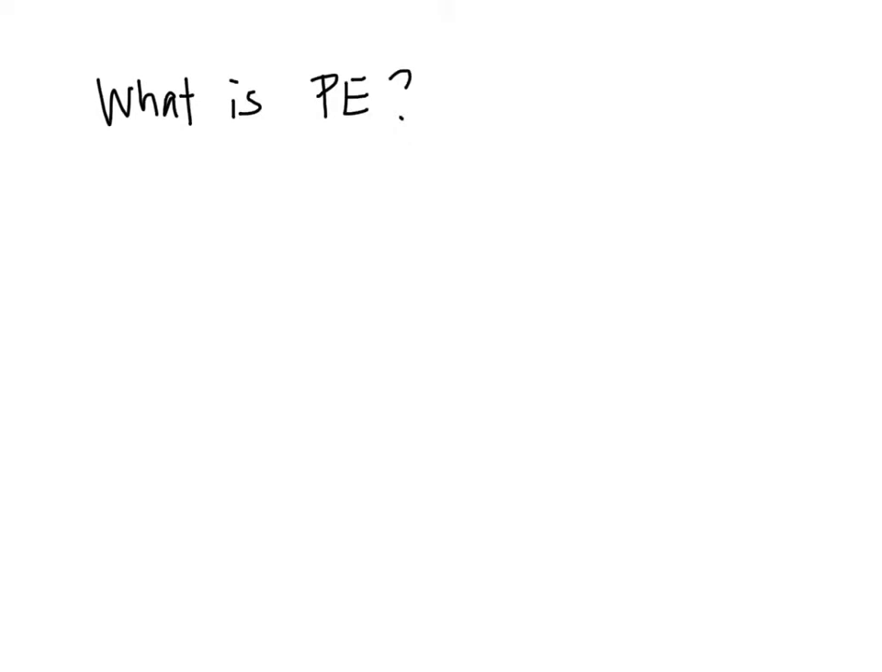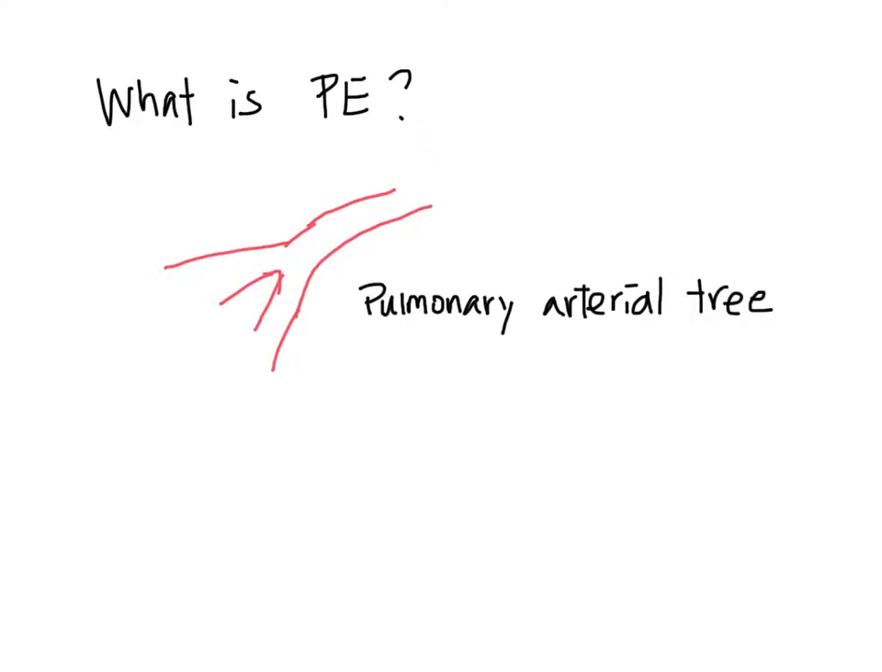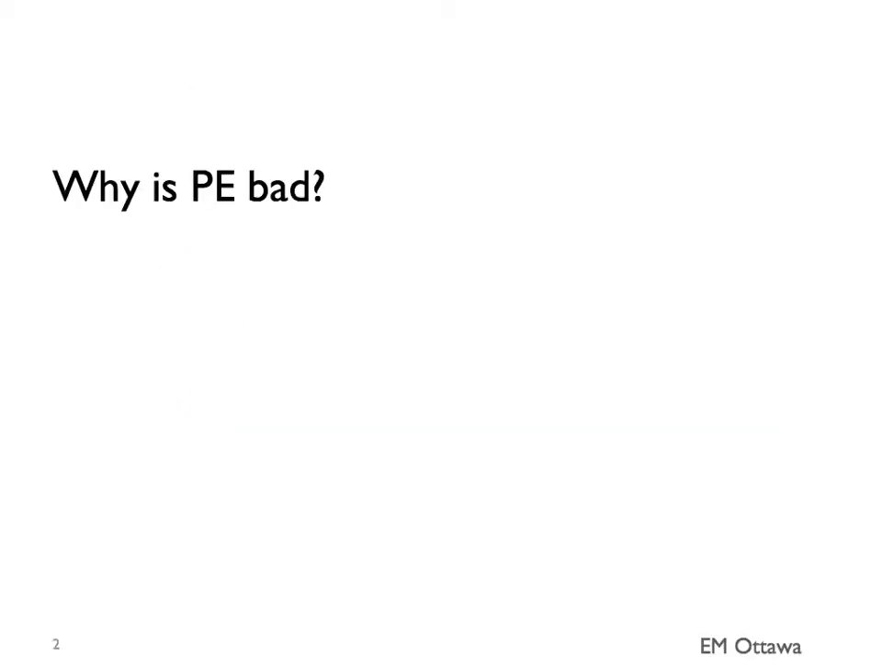What is a PE? A PE is a clot in the pulmonary arterial tree. It can be in the main pulmonary arteries, the segmental arteries, and the subsegmental arteries. Why do we care? Why is PE a bad thing?